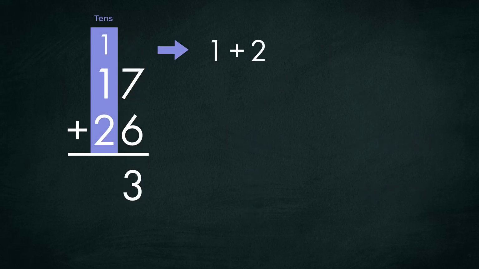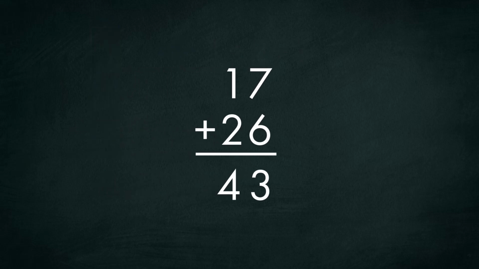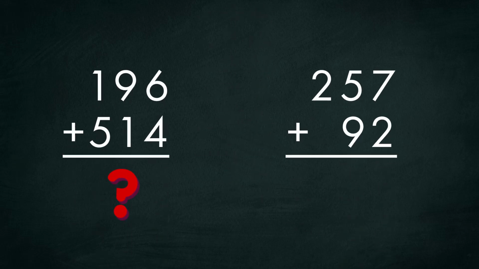We have 1 plus 2 plus the 1 that we carried over here, and the total is 4. There you have it. 17 plus 26 equals 43. Okay, not too bad, but are you feeling ready to add bigger numbers with regrouping? Let's work together to understand these problems and solve them.